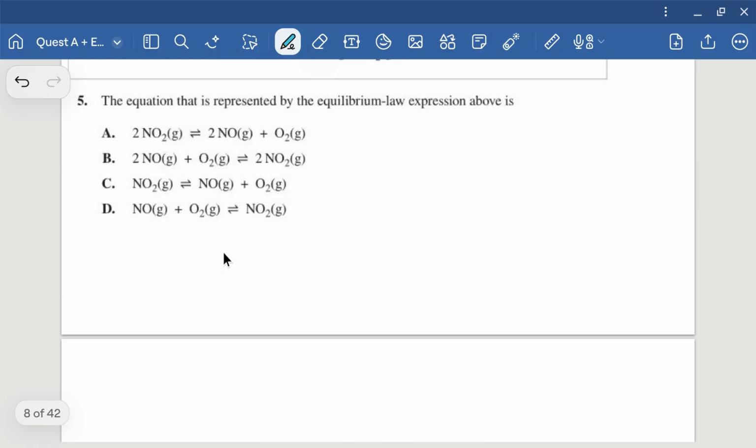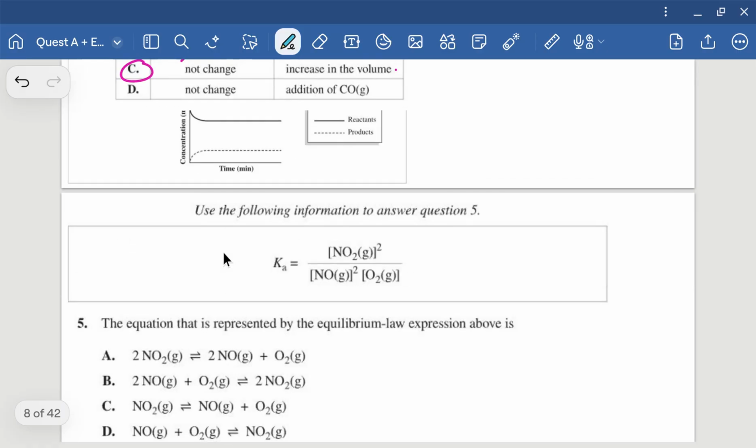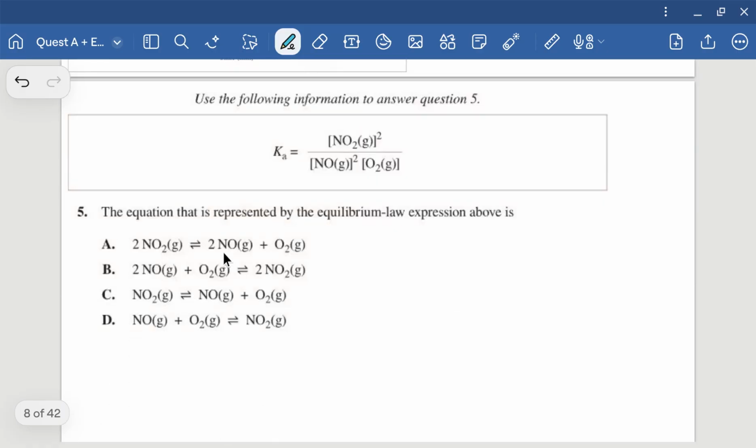Question number 5, asking about our equilibrium expression, remembering that the exponent becomes the coefficient, and it's always products over reactants. So we would want to see this part on the product side, and then we want our reactants over here. So the one that we are seeing to be true is 5B.